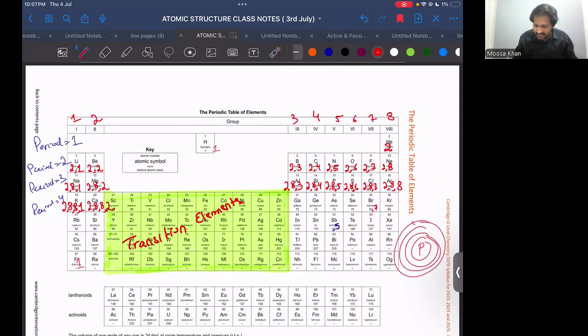And the last shell should contain how many electrons? 6 electrons. That's it. You can tell this much, that's all. Right? Alize, got your answer?